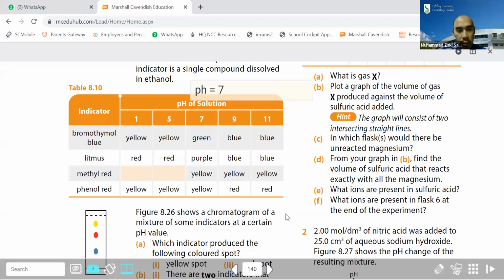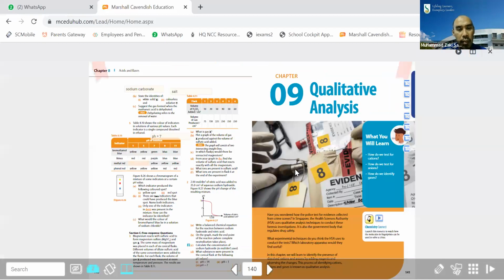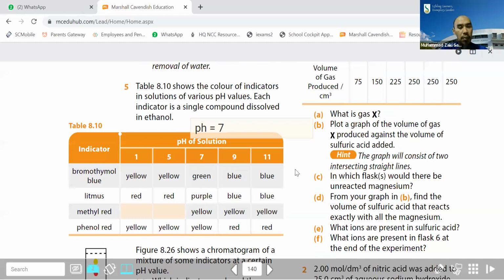I think I carry on first. I know ethanol is pH 7, or is it 6 point something? Let me check Google, the pH of ethanol. Oh, 6 point something. Right. So let's take this one as 6 point something.